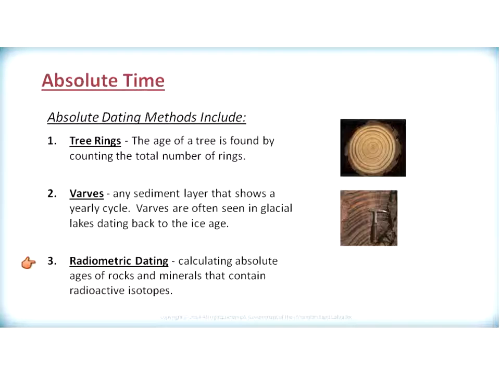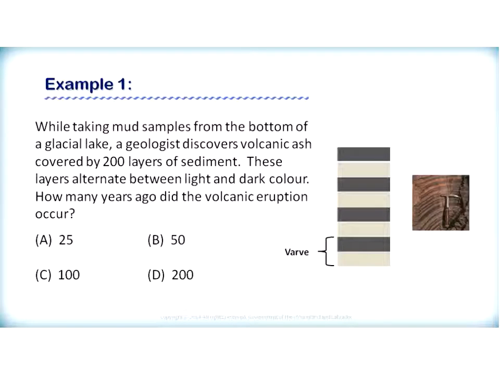The third way of finding absolute dates is by radiometric dating. Radiometric dating is used to calculate absolute ages of rocks and minerals that contain radioactive isotopes. This topic will be discussed in a later presentation. Let's look at some examples taken from past public exams.